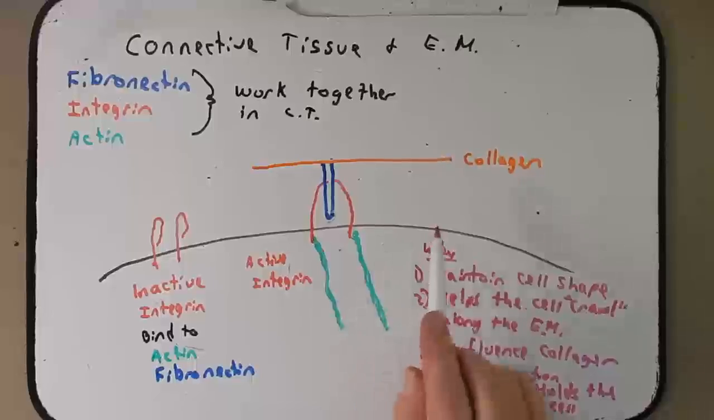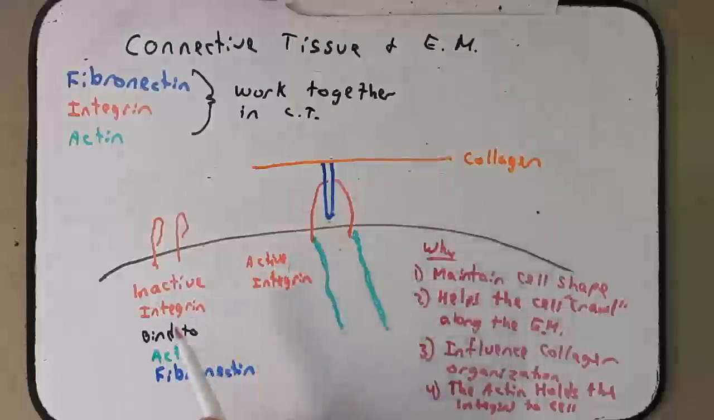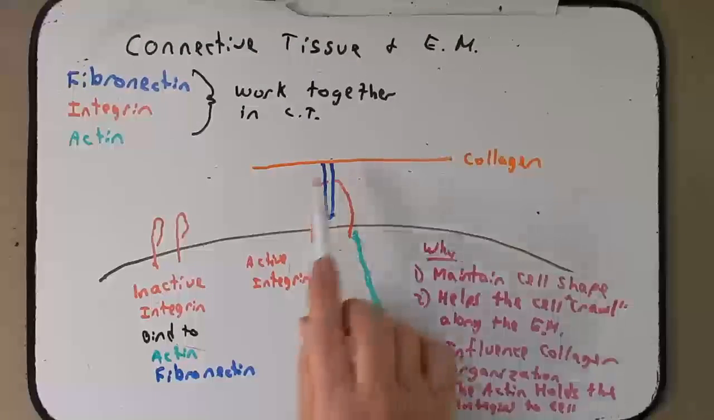Without the actin attachment, as it's being moved and aligned with the collagen, these integrins would be pulled out of the cell. All right, that ends our discussion of connective tissue and the extracellular matrix.